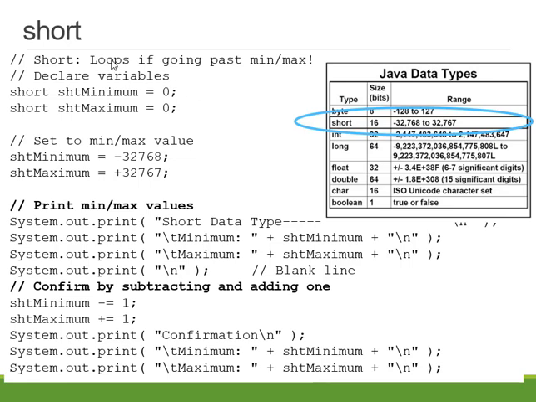Now, let's start out with a short example. We are going to initialize the variables here, declare and initialize to 0, and then set up your min, set up your max. Here's your example right here with the Java data types. And then provide some code to print out the min and max values and do a confirmation by subtracting and adding 1. Provide your printouts. Notice how we're using the escape characters tab and new line. Right here, your \t and your \n.